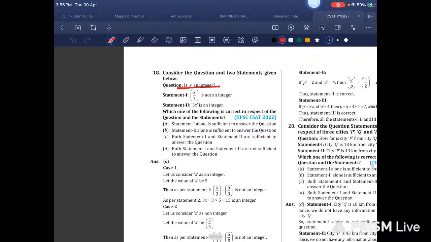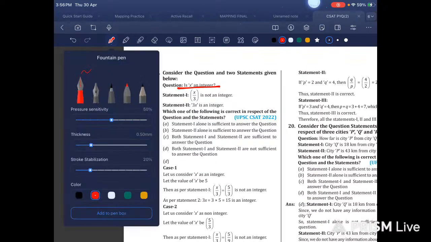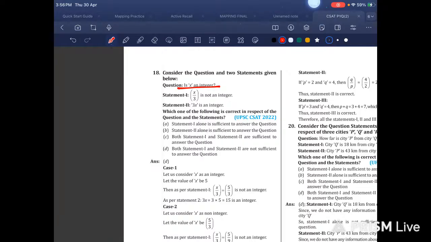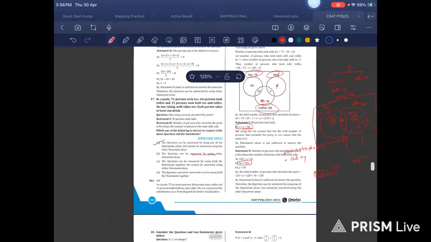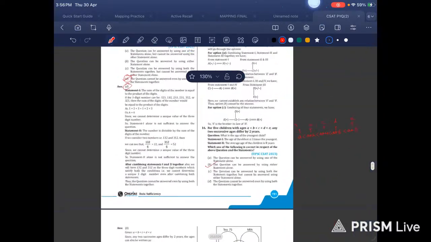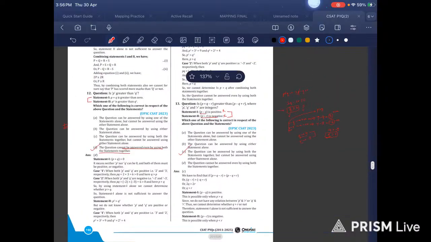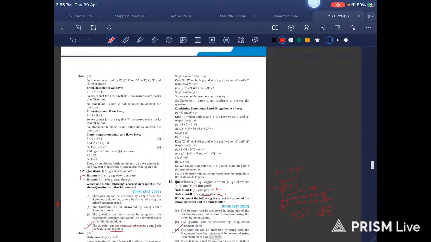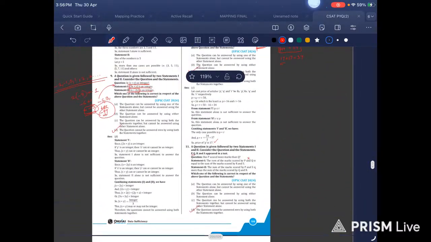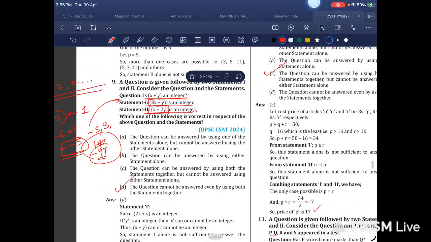It is asked, is x an integer? And they have given: x upon y is not an integer, 3x is an integer. So these kind of questions we have seen previously. Let me just find that question real quick. We have solved this question. A similar type of question was asked. See this one, question number 9, 2024. Same question, just the values are changed.